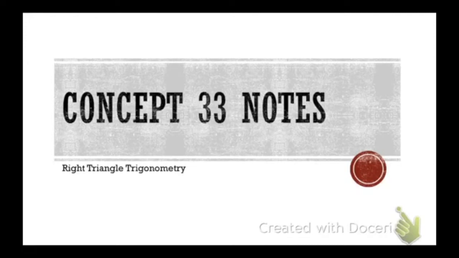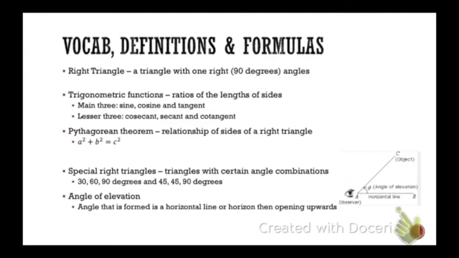Algebra 2, Unit 7, Trigonometry, the concept 33 notes, right triangle trigonometry. So start by getting down some vocabulary and definitions. You're going to need to pause the video so you can write the definitions down. Make special note of the trig functions, which you may remember from geometry, also the Pythagorean theorem, which you may also remember from geometry, and the special right triangles. A new concept that we're going to talk about are angles of elevation.